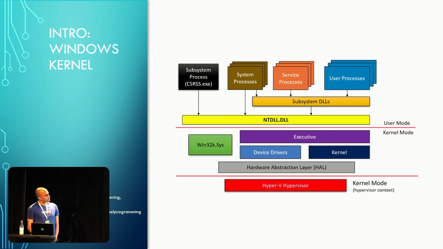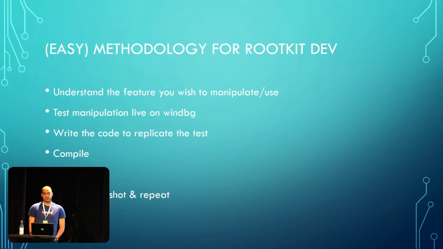And then you also have the kernel there in dark blue. It looks like black, but it's also known as the lower kernel. That's basically responsible for scheduling, interrupt, and exception dispatching, and implementation of various kernel primitives, such as mutex or semaphores. It gets a lot more complicated, but for the purpose of this presentation, that's pretty much what you need to know. So let's go through an easy methodology on developing rootkits.